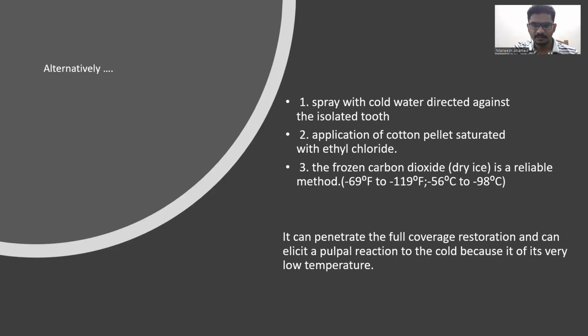Other than ice stick, we can use spray with cold water directly against isolated tooth, application of cotton pellet saturated with ethyl chloride, or frozen carbon dioxide snow. This frozen carbon dioxide snow or dry ice is a very reliable method because it can penetrate full coverage restorations and can elicit a pulpal reaction to the cold because of its very low temperature. Studies show that even at this negative temperature, the pulp still remains white. It cannot produce any permanent damage to the pulp.